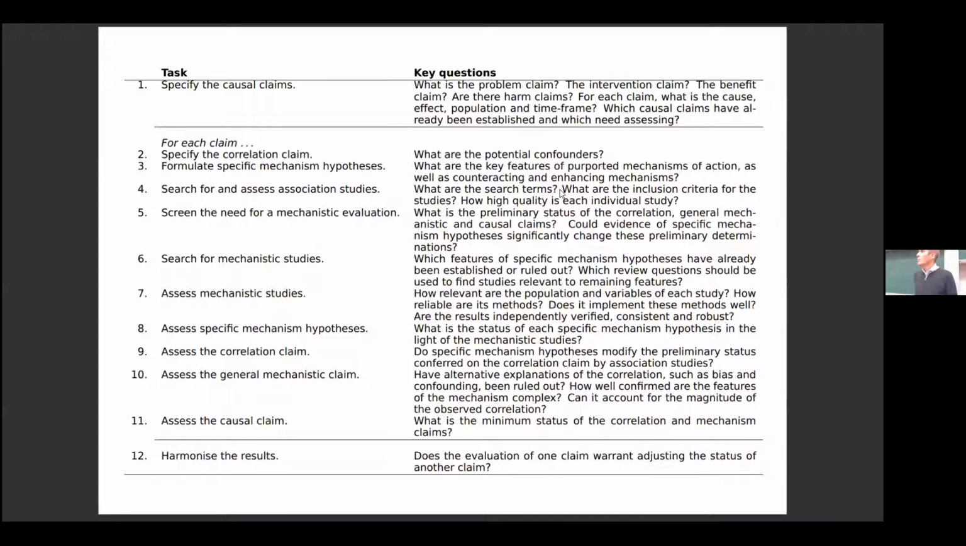And then finally, once we've done this for all the claims of interest, we may need to harmonize the results, because it may be that the evidence for the benefit claim, for example, also partially informs the intervention claim, and it may be that the assessment for one claim should be used to adjust the status of another claim. So that's the procedure that we're going to go through in the case of face masks.